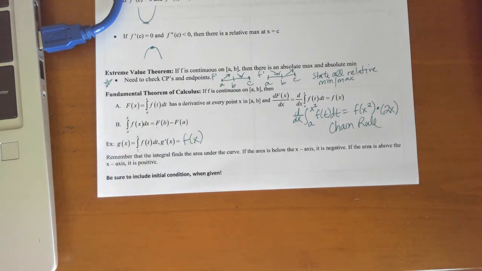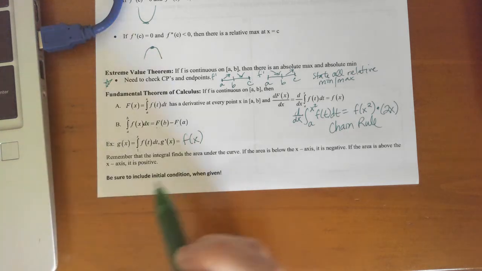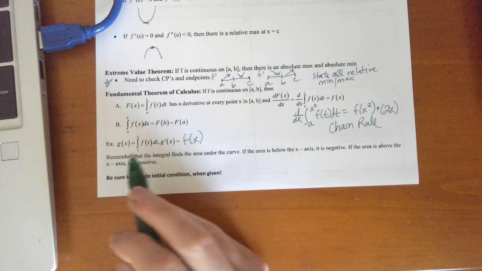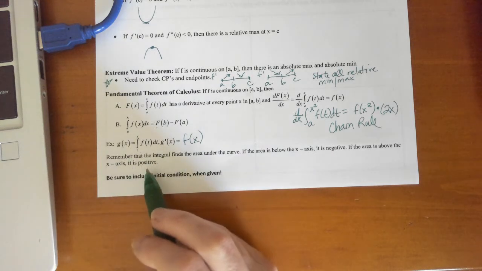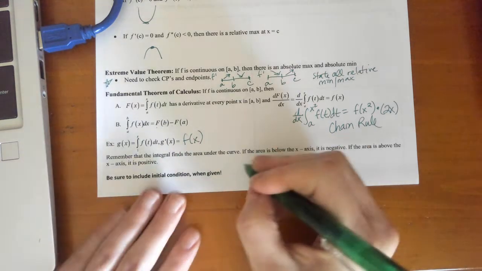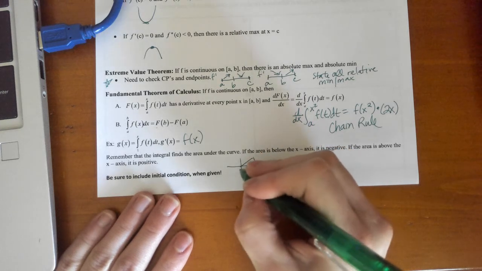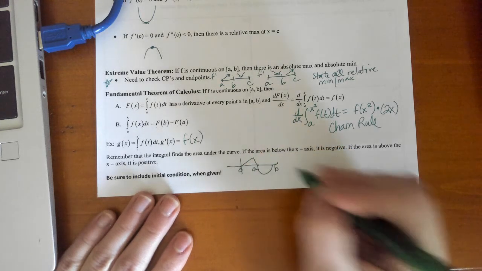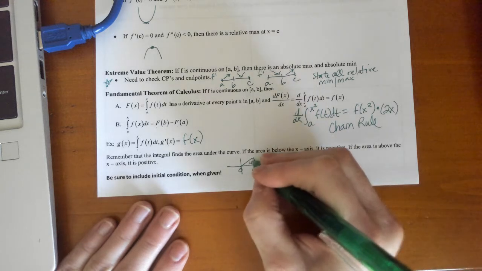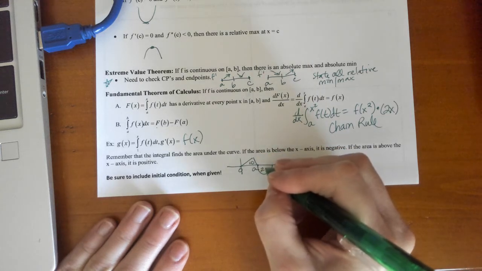And then remember that the integral finds the area under the curve. So if the area is below the x-axis, it's negative. If the area is above the x-axis, it would be positive. So an example would be if we go from 0 to a to b here, and this is, say, 10, and this is, we'll just say 2 pi.